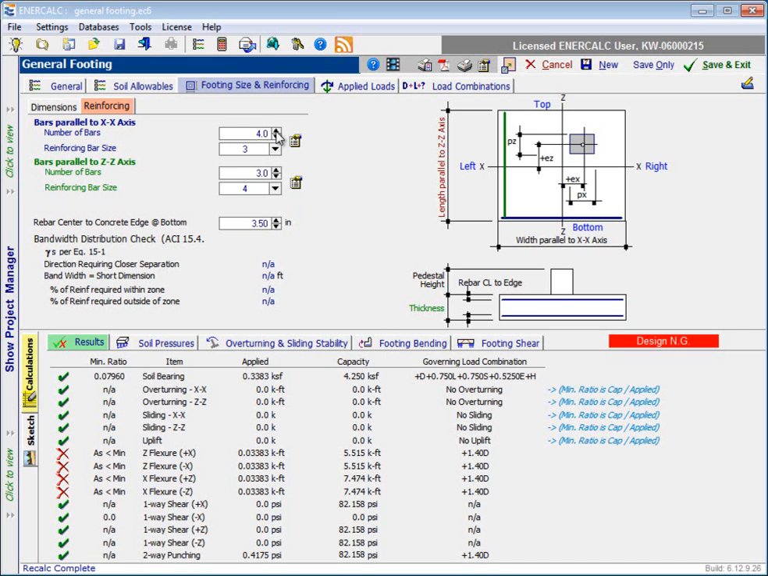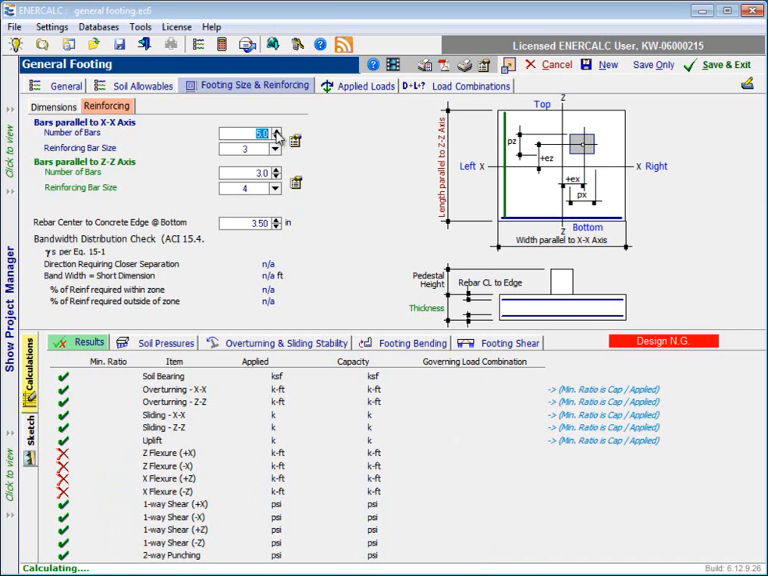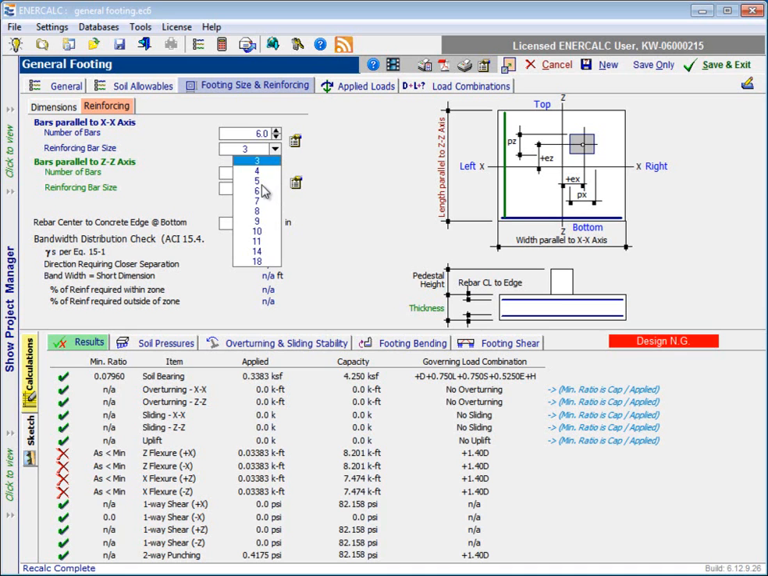So for now, I'm just going to say that I want to use 6 number 6 bars in each direction, just so we can see how those controls work. But we'll definitely need to refine and optimize that once we get loads and load combinations defined.